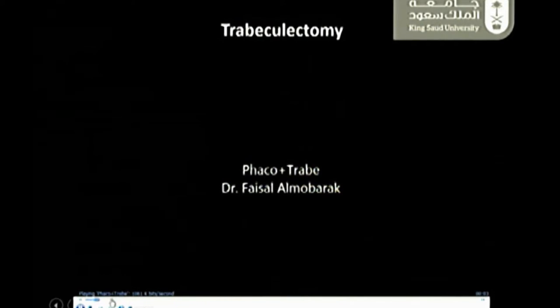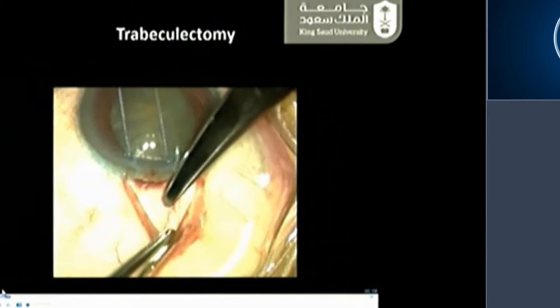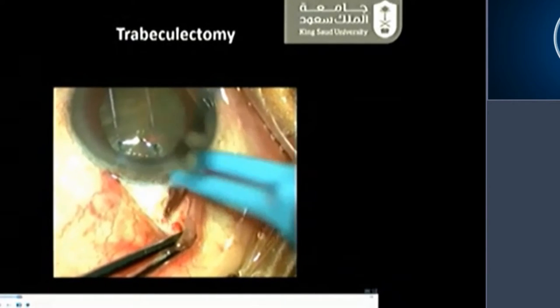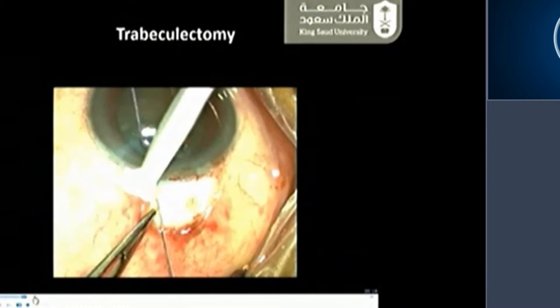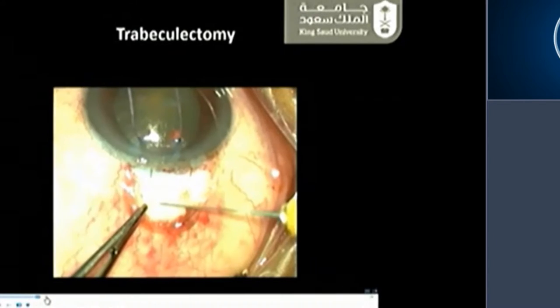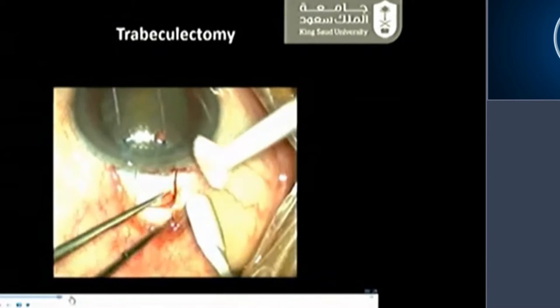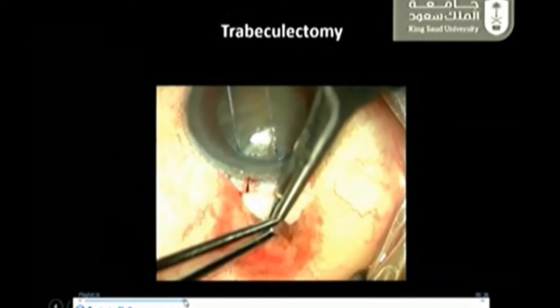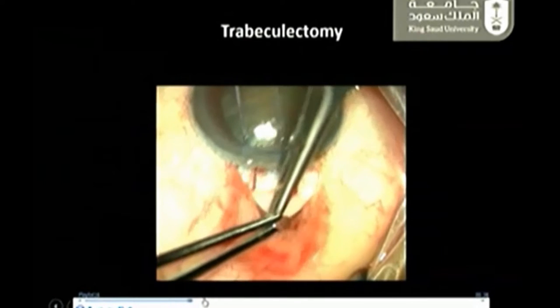So simply, if you are going for trabeculectomy, as we mentioned, you will insert your traction suture, then you will have your conjunctival peritomy. You will cauterize gently. After that, you will create your scleral flap. After that, you will dissect it very well. Avoid bed irregularities so that you will avoid bed fibrosis.